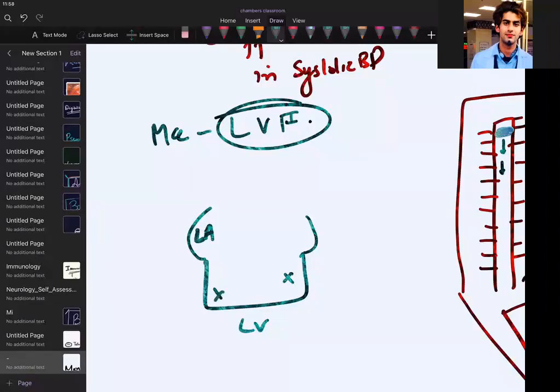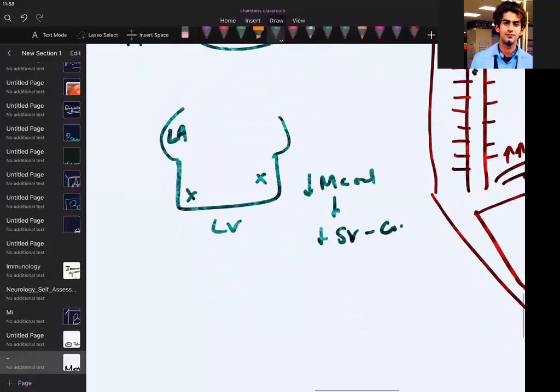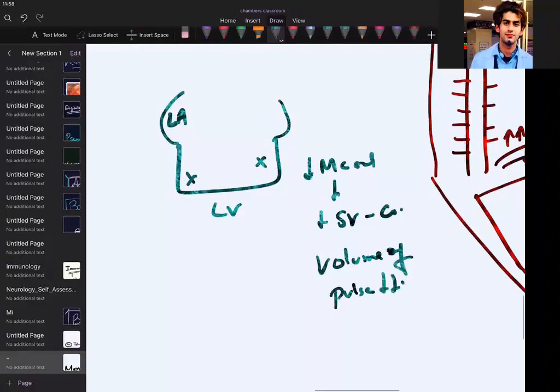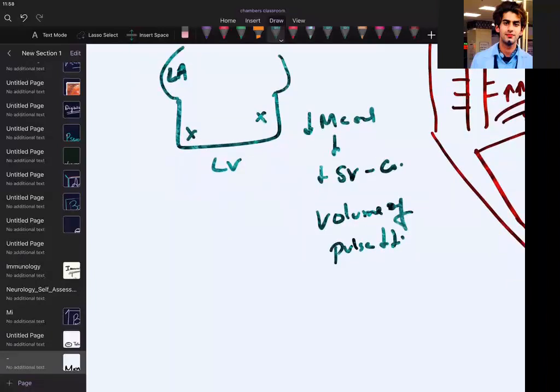What will happen? The myocardial contractility decreases. Will it decrease the stroke volume and cardiac output? Yes, sir. Will the volume of pulse decrease? Yes, that will decrease. What will happen to the end systolic volume? End systolic volume will increase because no volume is coming out at the end of systole.